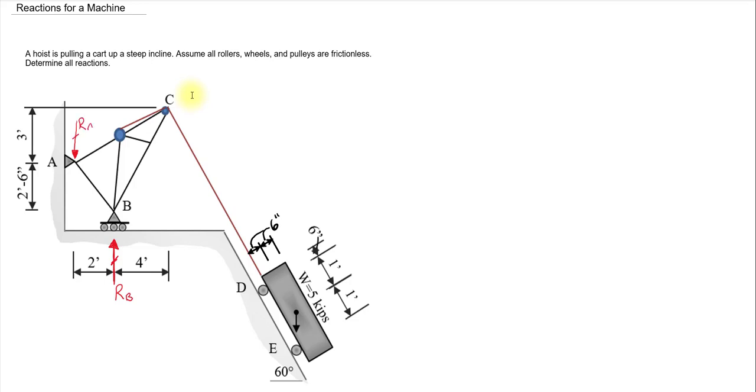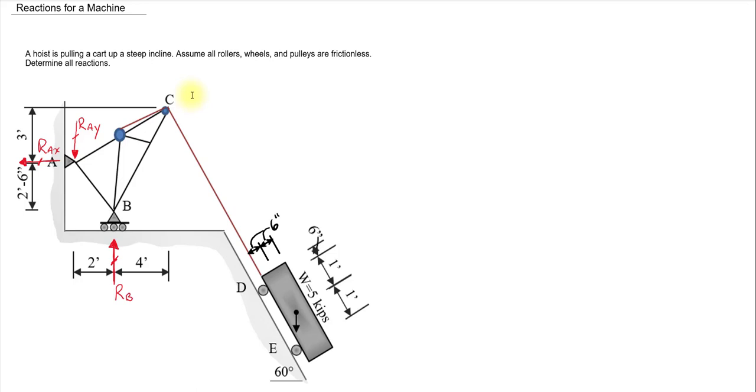So I'll call this R_AY. And then I think the horizontal reaction is going to be pointing to the left. Again, if I'm wrong, no big deal. So we'll call that one R_AX. So those are our reactions on the hoist.